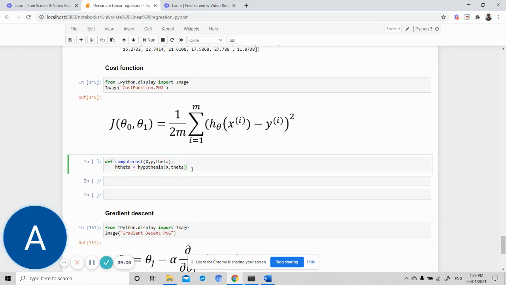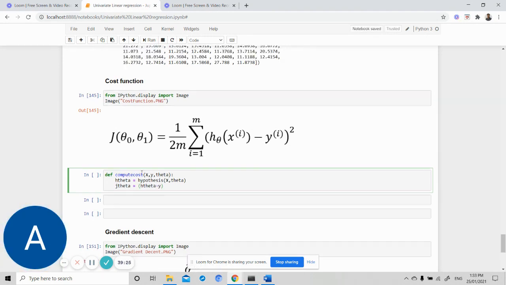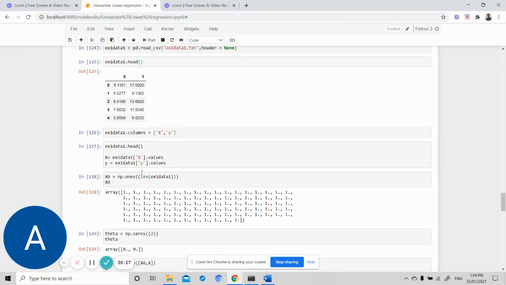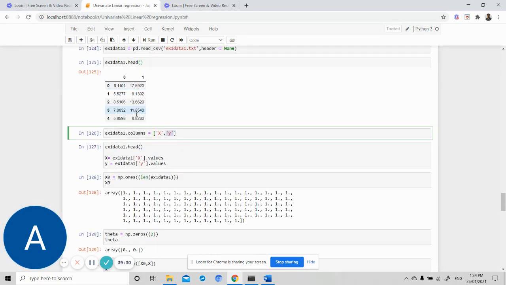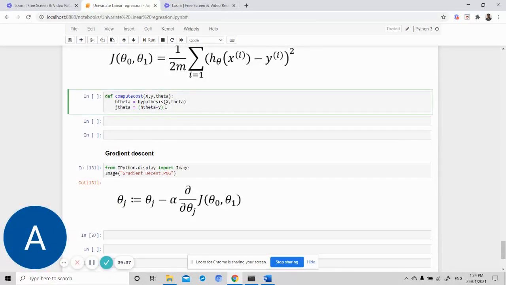So the second thing is, now we need to do J of theta, which means hypothesis minus y, whole square. J of theta will be my h of theta minus y. This is my y that we predicted. We will be drawing our target variable, so we need to do square of this. That's how we do square.